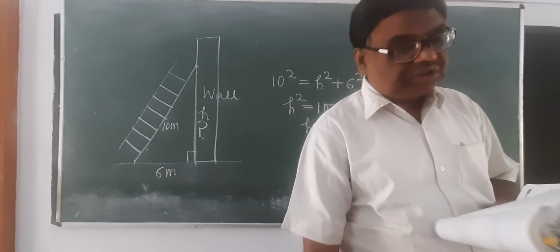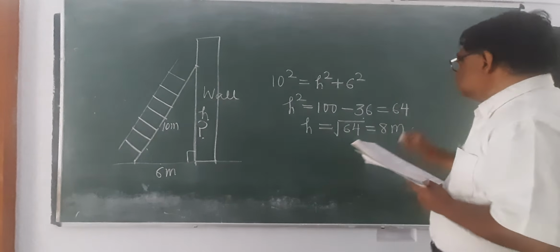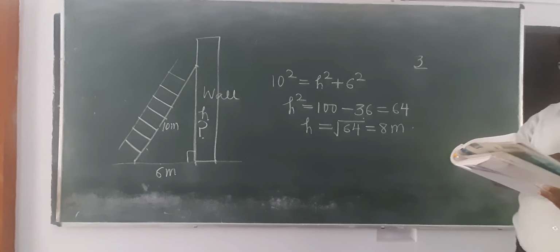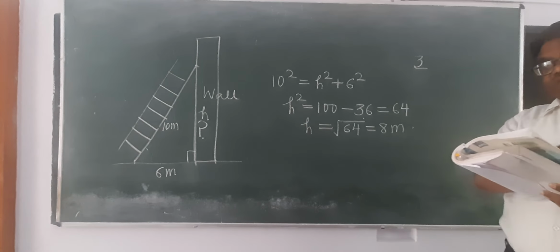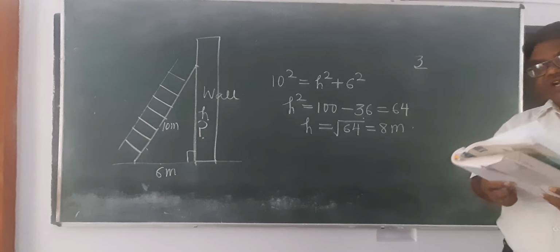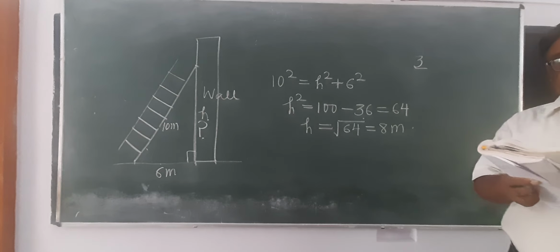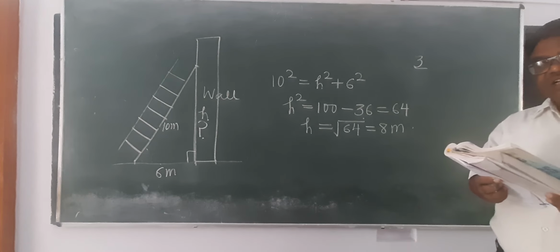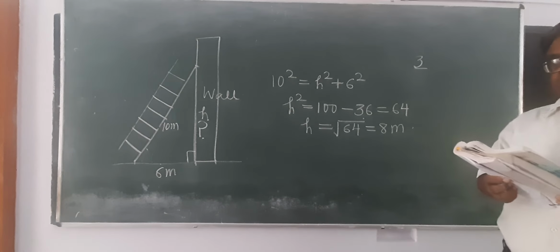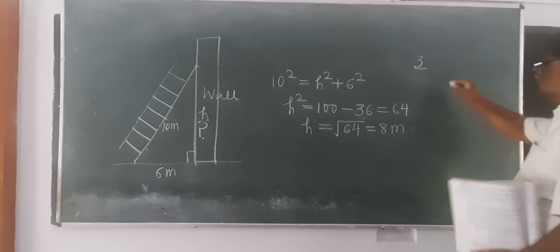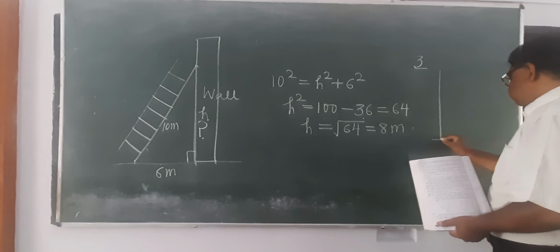Now next question, question number 3. A guy wire of 24 meter long is attached to a vertical pole of height 18 meter and has a stake attached to the other end. How far from the base of the pole should the stake be driven? Means it is like this. Here this is a pole whose height is how much?